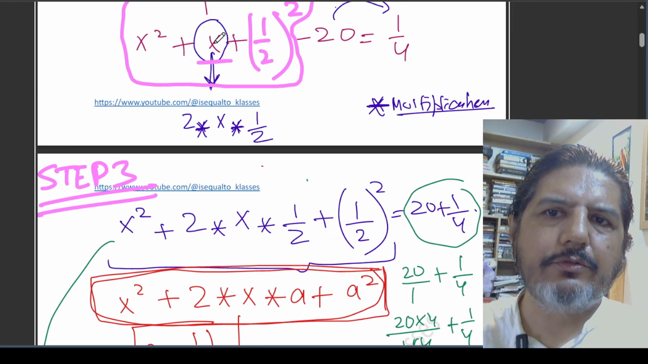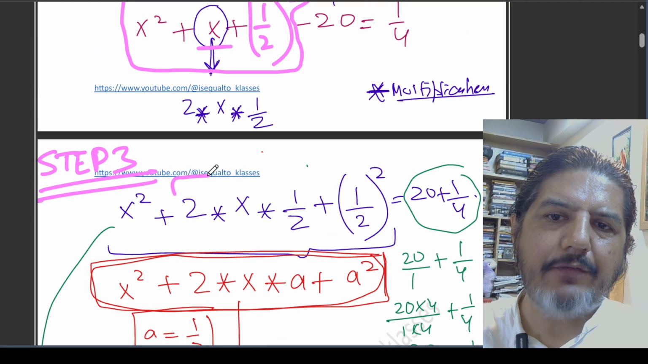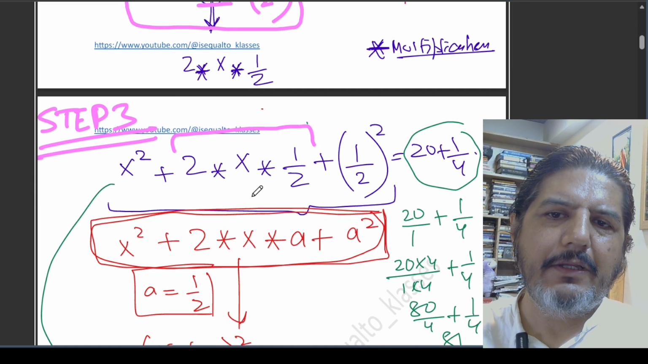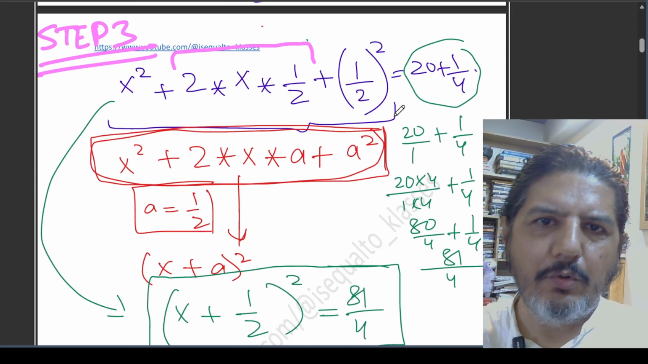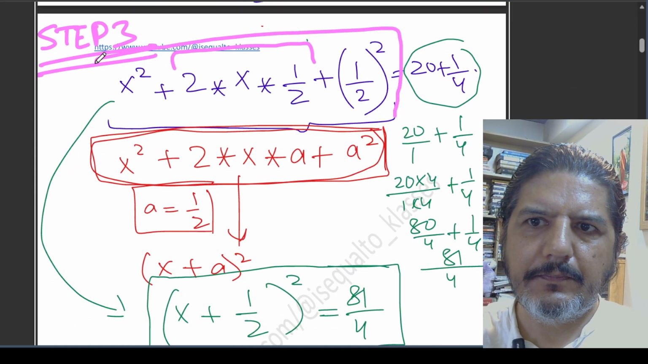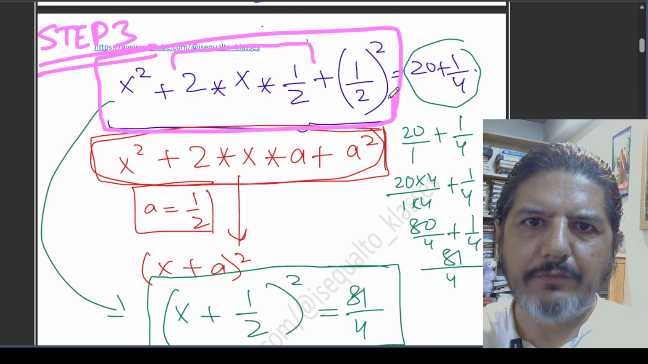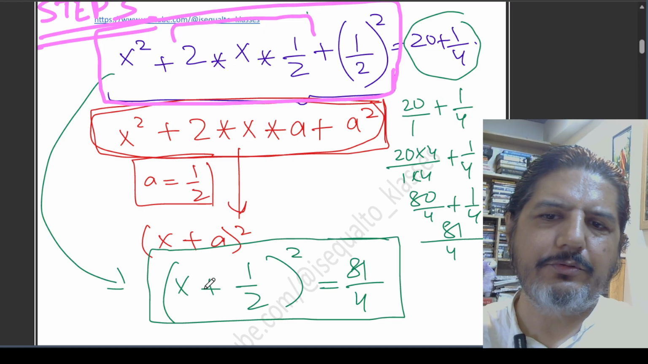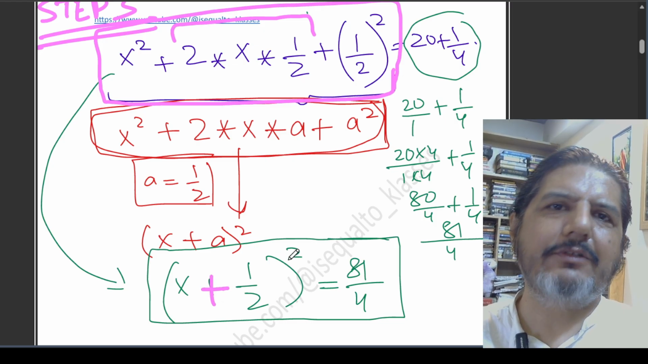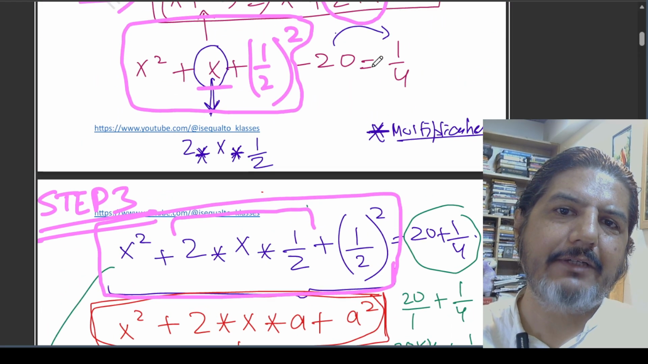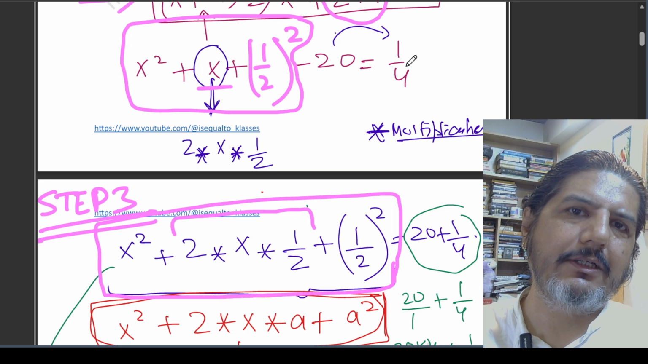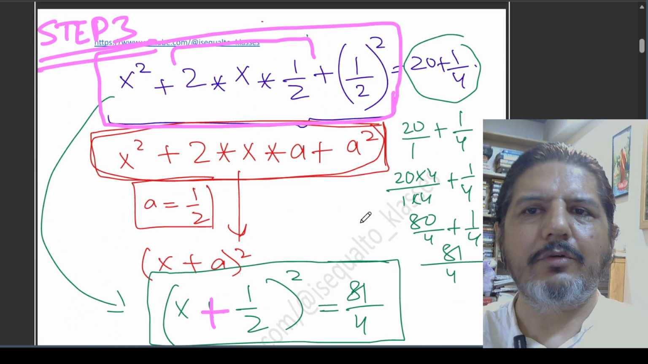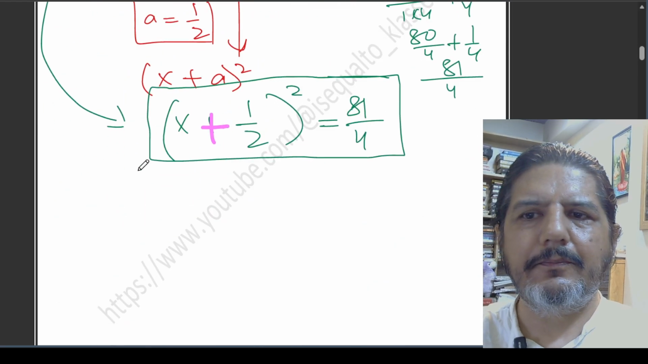So I have reduced my x as 2x into half, because 2 and 2 will cancel and x is there. Now whole of this is equal to x plus half whole square. And on the right hand side, 20 went to the right hand side. So 20 plus 1 by 4, that is 81 by 4. So this is the end of step 3.